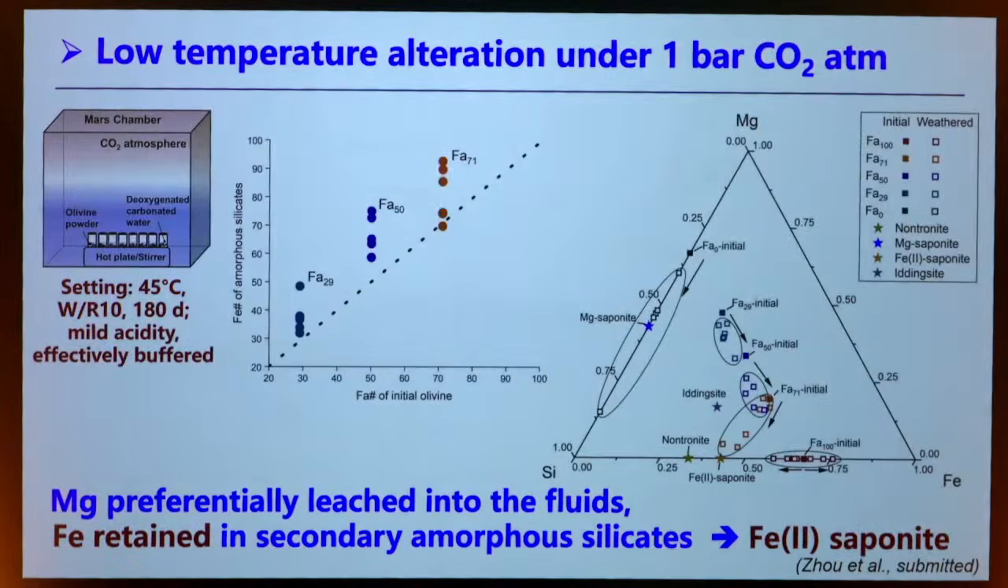We also tried another experiment under a 1 bar carbon dioxide atmosphere, and for this one we don't have any oxygen in the system. We see that magnesium is preferentially leaching into the solution, which means that on the rim of your olivine grain you will have a higher Fe number compared to the initial olivine. The iron is retained mostly in the secondary amorphous silicate, which we think will be the precursor for the ferrous saponite.